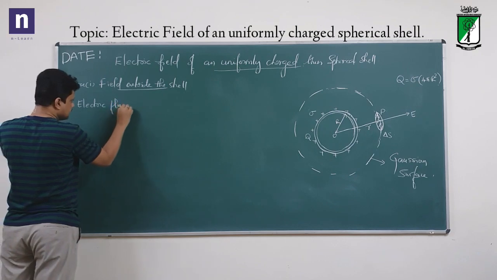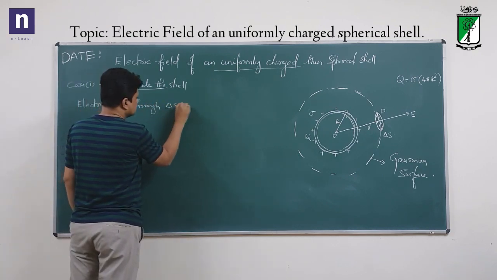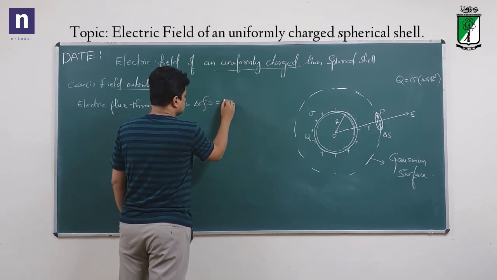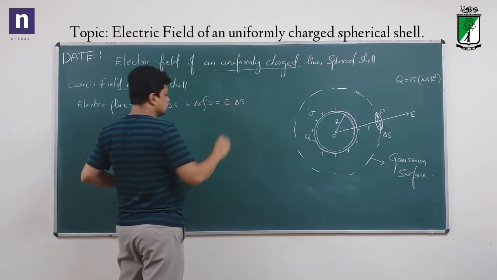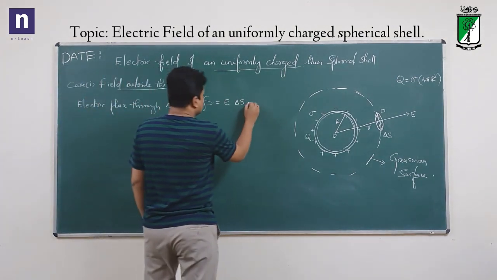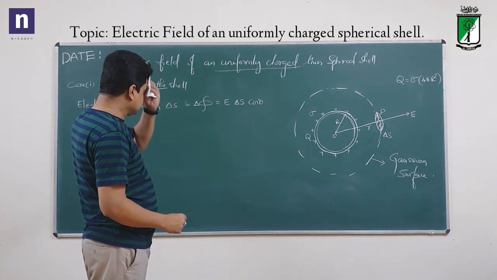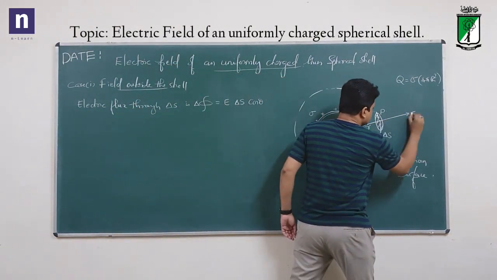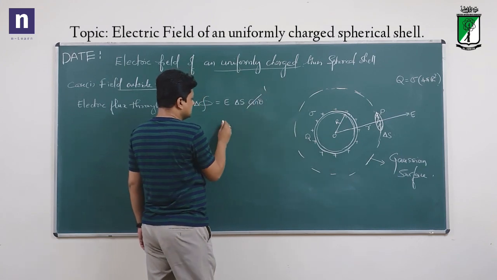Electric flux through delta S, I will call it delta phi, is equal to E into delta S. That is by basic definition. Or E delta S cos theta, you say usually, where theta is the angle between the normal to the surface and the electric field. Here the angle between the normal to the surface and the electric field is 0. Therefore cos 0 is 1.